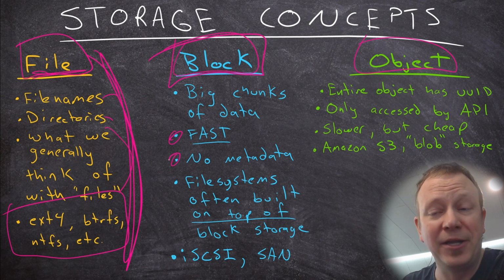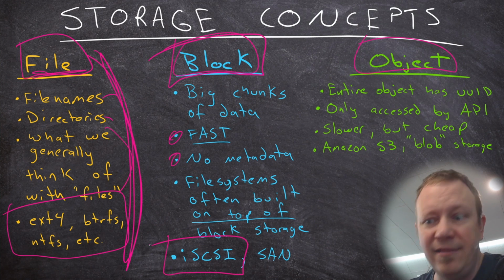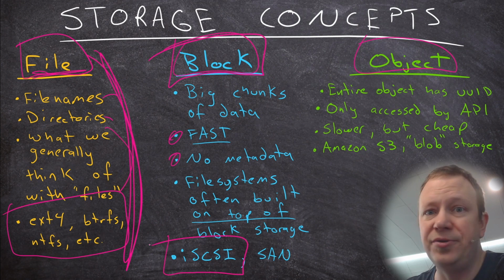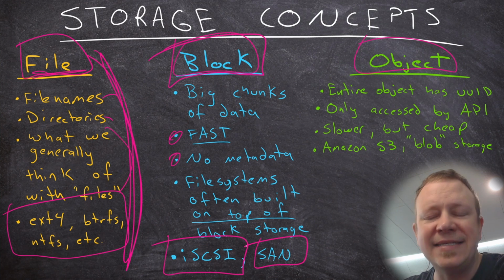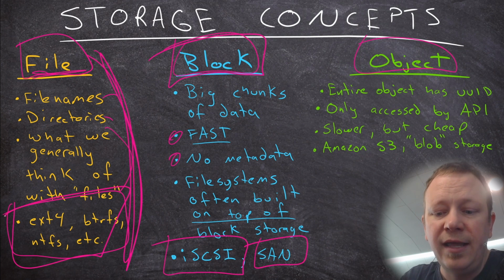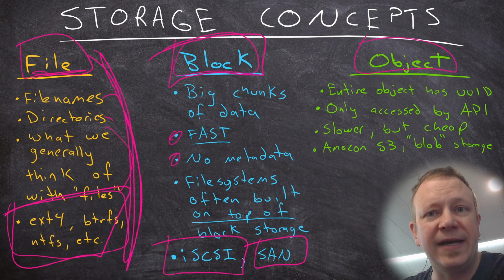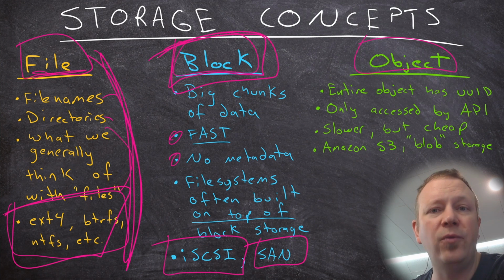And some things you've probably heard of, like iSCSI. iSCSI is block storage, and we usually use iSCSI to connect remotely to a storage system like a SAN, a storage area network. And on top of that iSCSI chunk of blocks, we will often put a file system so that we can do file storage. But block storage is its own beast. It's how we store data.